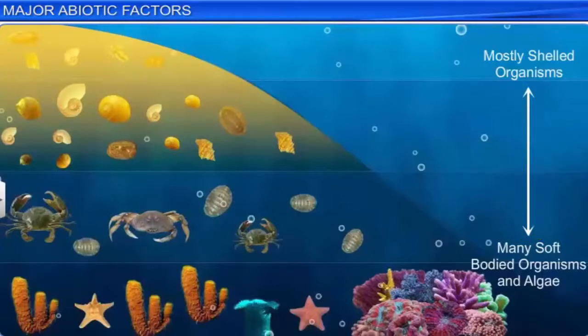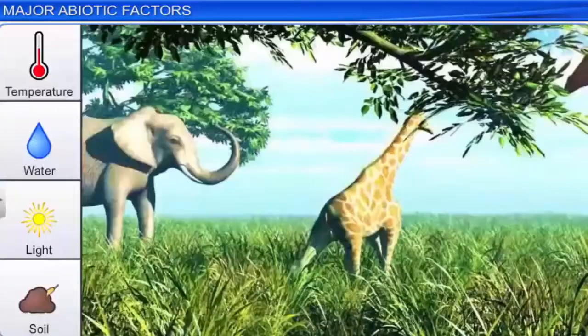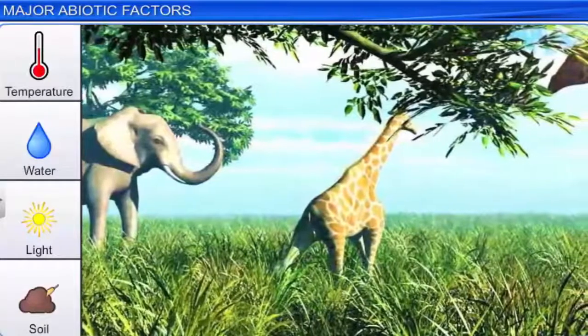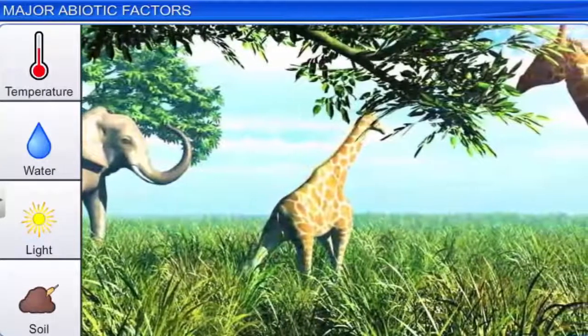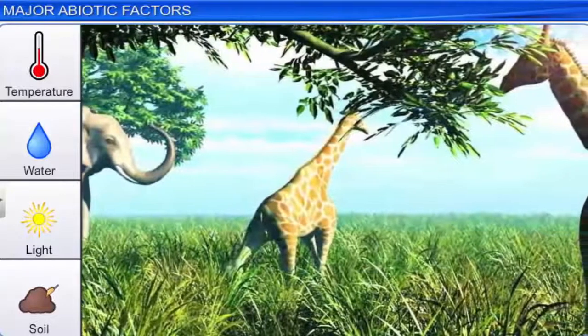Organisms living in this zone are called benthos, which include chitons, oysters, mussels, sponges, corals, and crabs. In this way, various organisms adapt themselves to different abiotic factors of the environment, which include temperature, water, light, and soil.